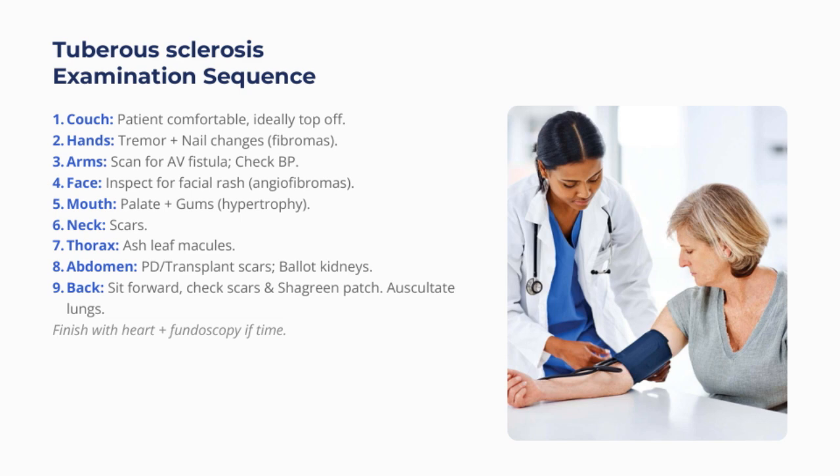First, I'll examine the hands for any tremors and nail changes, such as fibromas, which are common in tuberous sclerosis. Moving up to the arms, I'll scan for an AV fistula if the patient has a history of dialysis, and I'll also check their blood pressure to assess for hypertension, which can be associated with the condition. Next, I'll inspect the face for any facial rash, specifically angiofibromas, which are characteristic skin lesions in tuberous sclerosis.